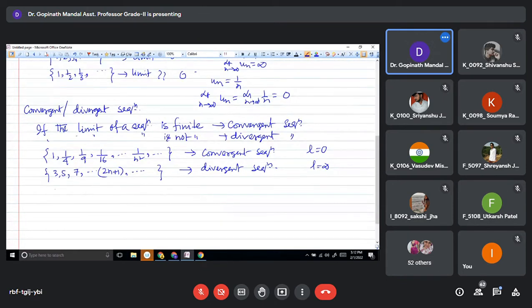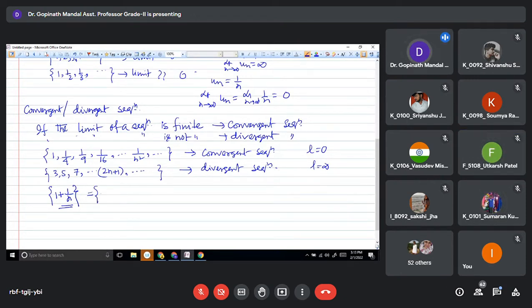And what will be the limit of this sequence? 1, yes, because this limit is 1 plus 1 by 1, 1 plus 1 by 2, 1 plus 1 by 3, and so on, 1 plus 1 by n. As n tends to infinity, the limit is 1 plus 0, that is 1. So this is a convergent sequence.